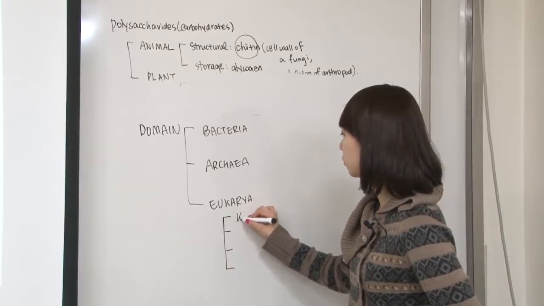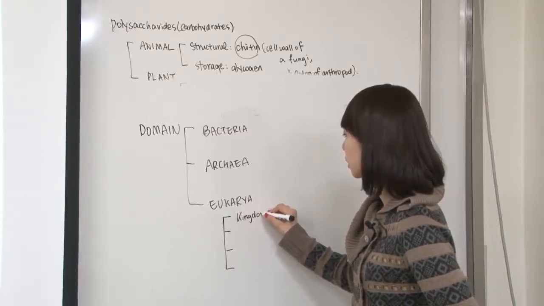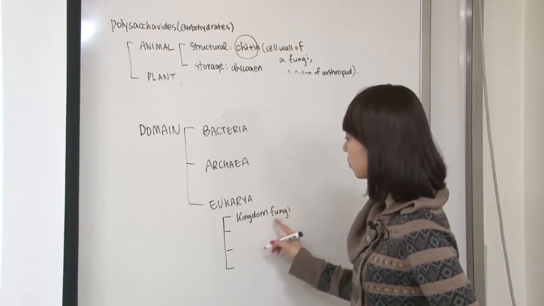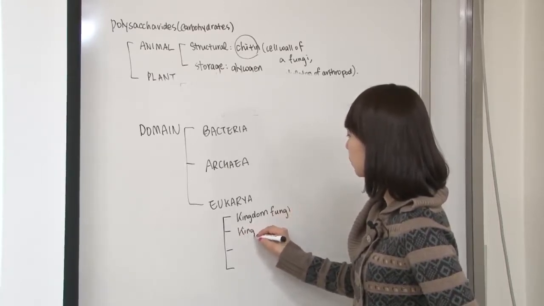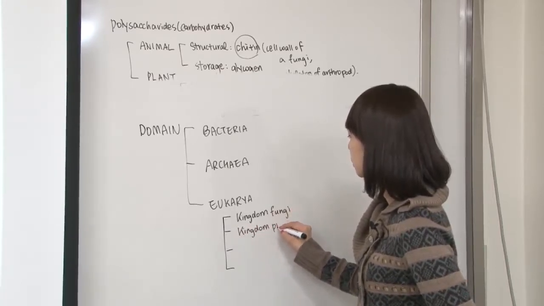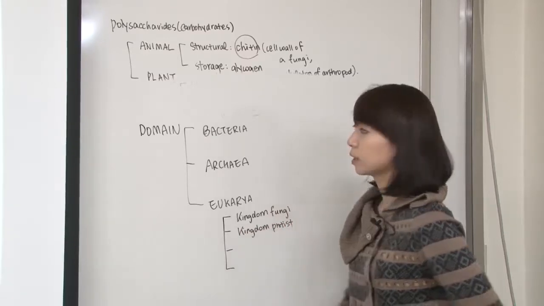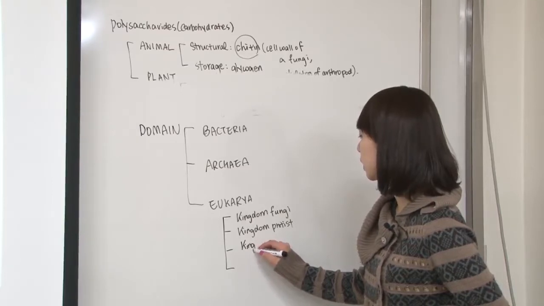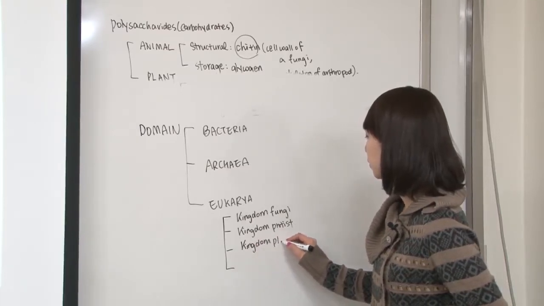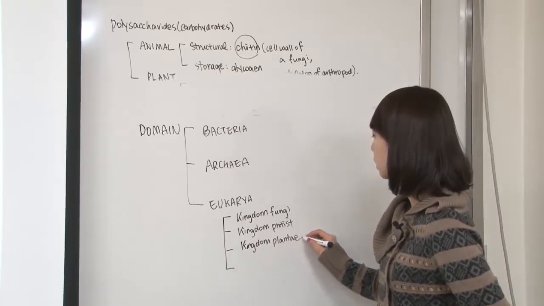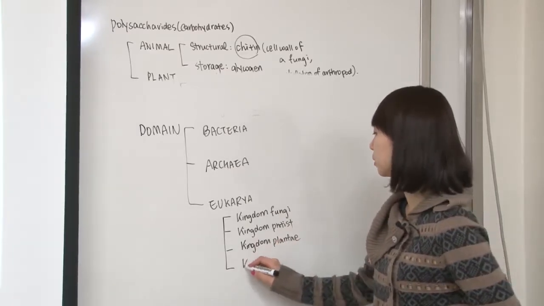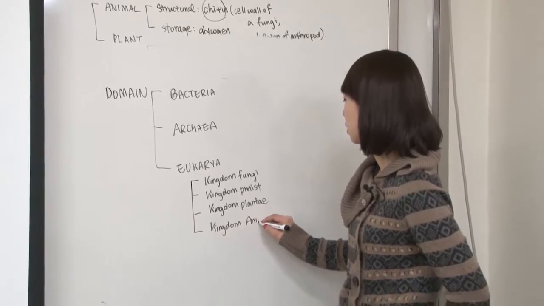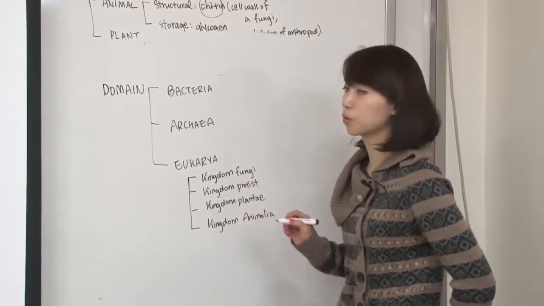So we talked about kingdom fungi. Okay, they are heterotrophs, okay? Kingdom protists. They can be heterotrophs or autotrophs. Kingdom plants, plantae. Okay, these are all autotrophs, and kingdom animalia, right? And these are all heterotrophs, okay?